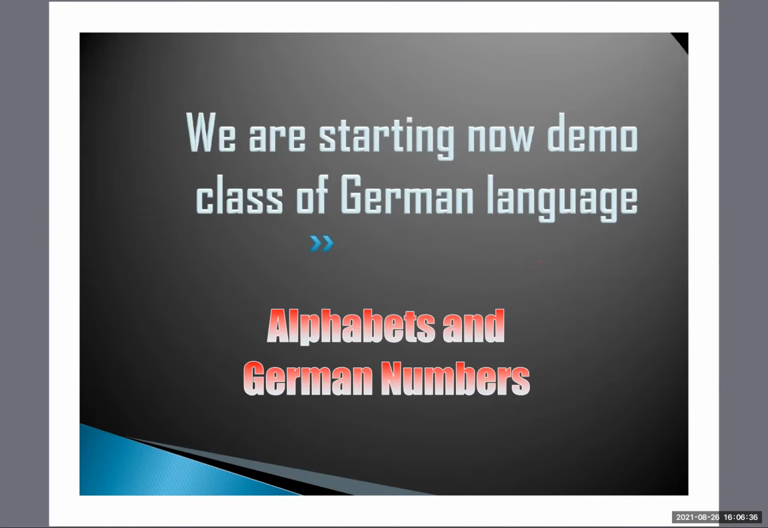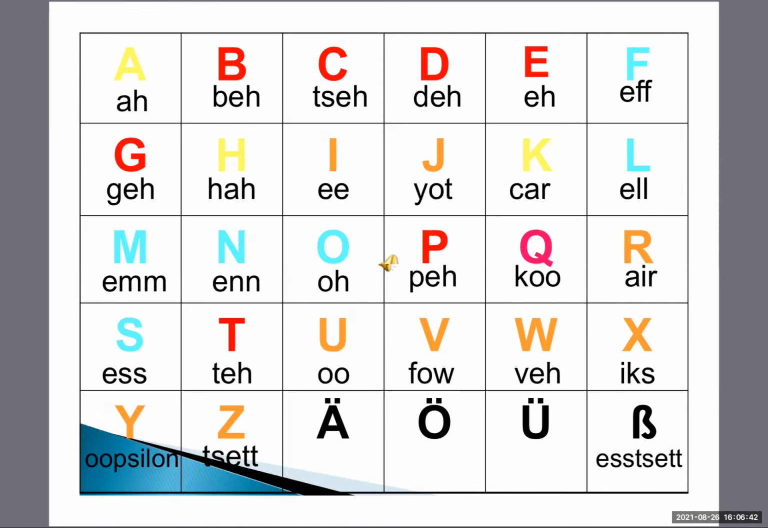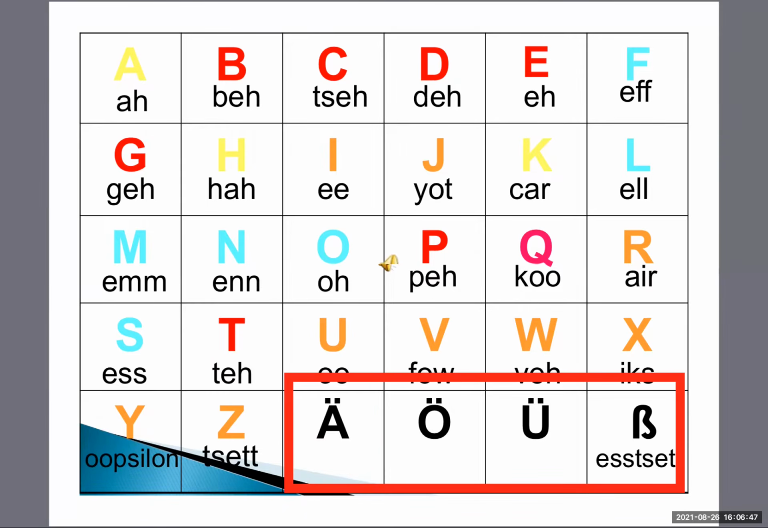So these are the German alphabets. Now you can see the last four alphabets are extra. Step by step we are doing. In English, A we say, in German it is A. You need to repeat it also. In English we write A, but in German it means A.